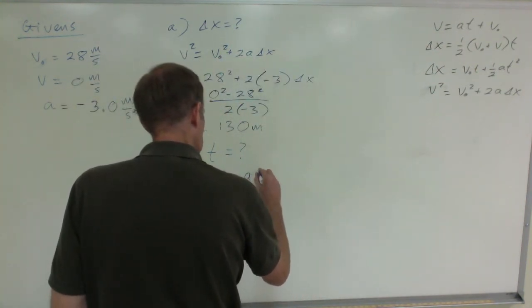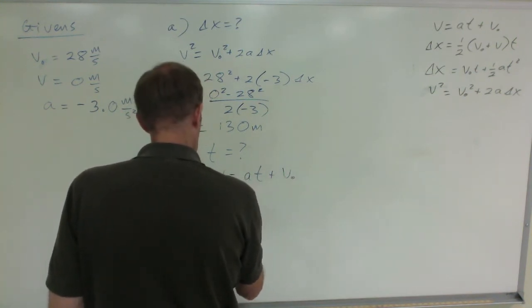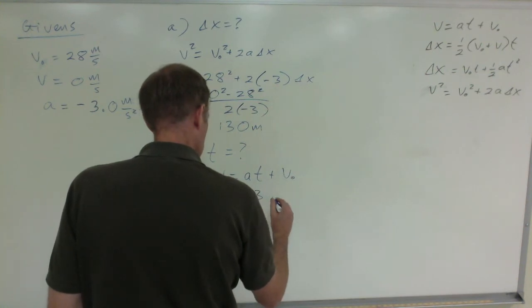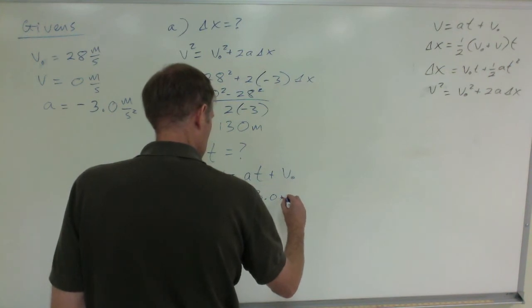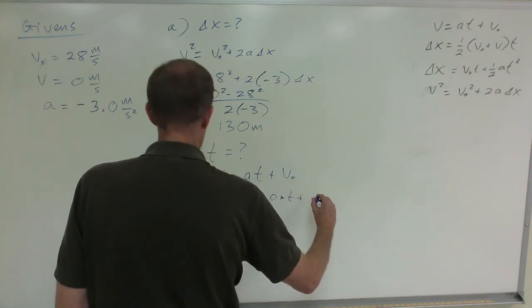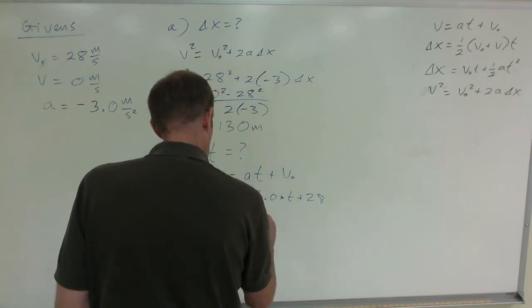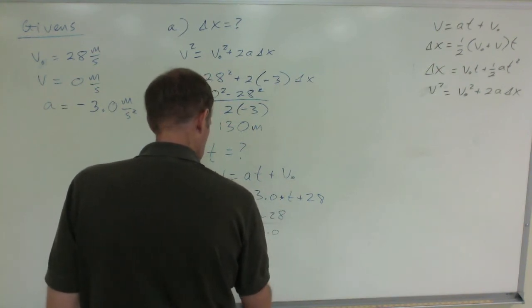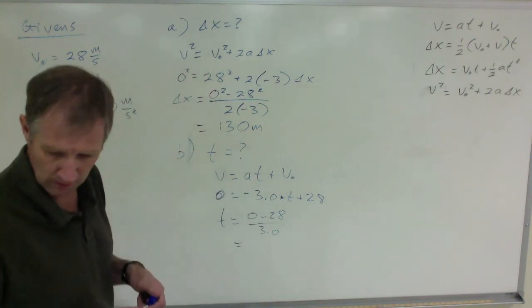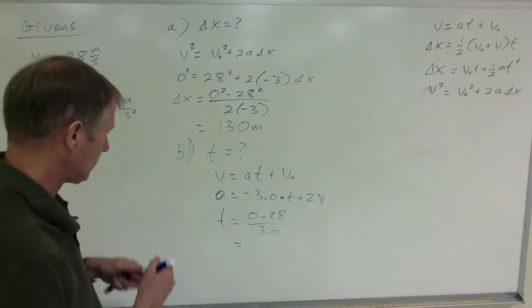v equals at plus v naught. That's 0 equals negative 3 times t plus 28. So t equals 0 minus 28 all over 3. 2 significant digits, my answer will be good to 2 significant digits. And it's 9.3 seconds.